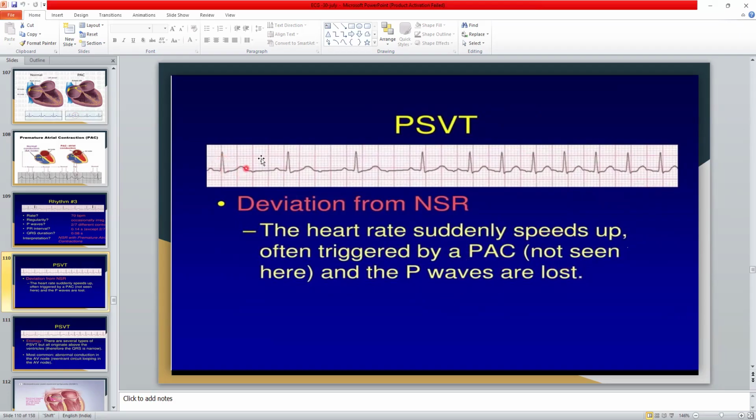See, here, this is the regular normal sinus rhythm. After a certain period, it starts speeding up. Here there is no P wave; it is usually triggered by the premature atrial contraction.